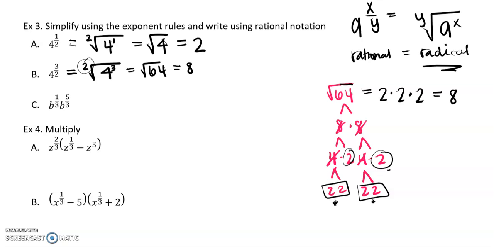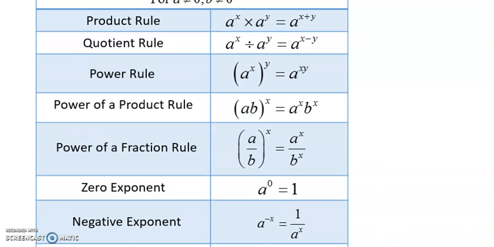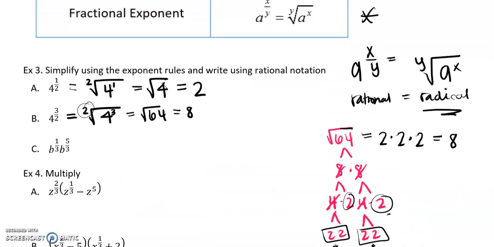Alright, next we have b to the 1/3 times b to the 5/3. So I'm just going to go up and we're going to use this right here, which is the product rule: we add the bases' exponents. So that means this is b to the 1/3 plus 5/3. Now you have the same denominator, so you could add your fractions, and that is b to the 6/3, and then 6/3 is 2, so that's b squared.